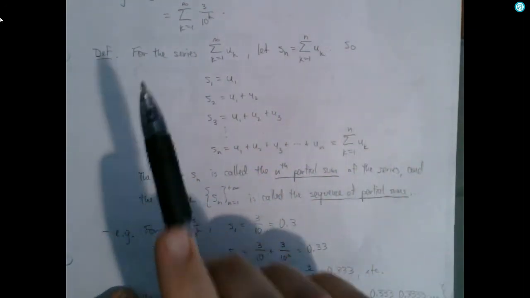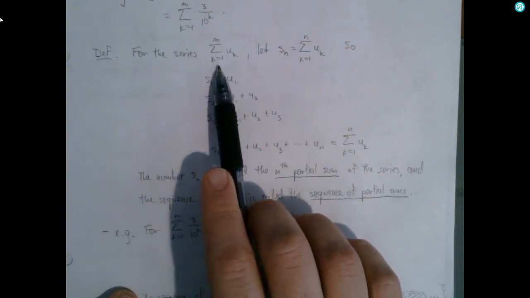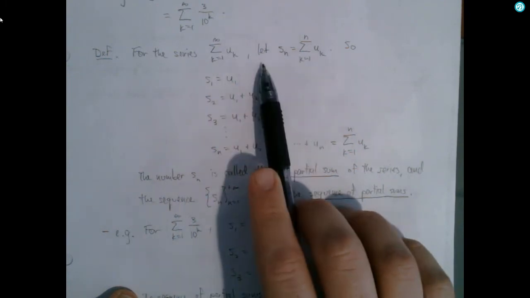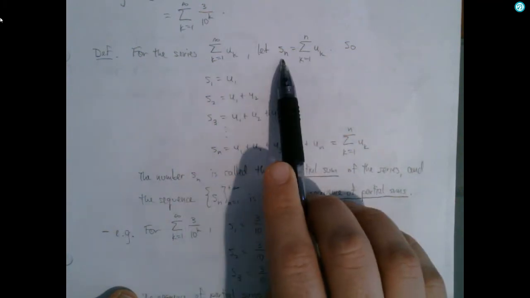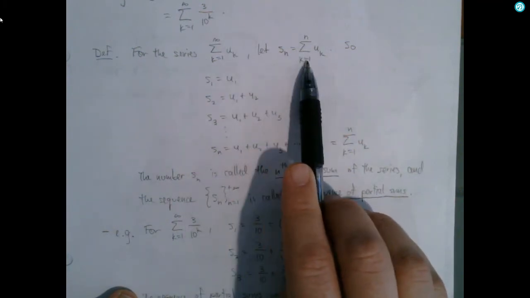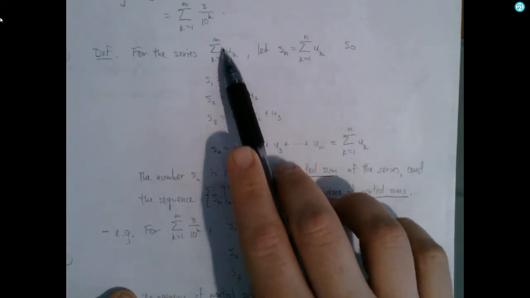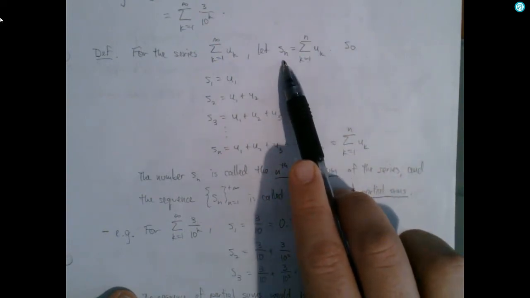Okay, so definition. For the series sum from k equals 1 to infinity of u sub k, let s sub n be the sum from k equals 1 to n of u sub k. So s sub n is just the partial sum because we're only going to add up the first n terms. Instead of adding up all infinitely many terms, we're just going to add up the first n terms and call that s sub n.